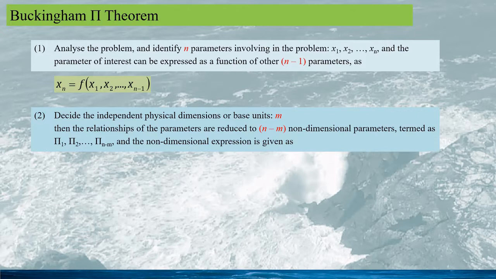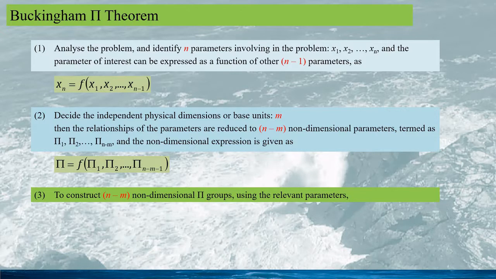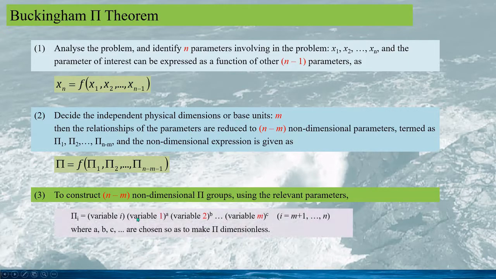It will be seen that this dimensional analysis could simplify the problem a great deal. After dimensional analysis, the problem can be expressed as a function of non-dimensional parameters as this. The third step, we need to construct n minus m non-dimensional parameters, pi 1, pi 2, etc. Use the relevant parameters as this. And the numbers a, b, and c are chosen so as to make all pi's dimensionless.